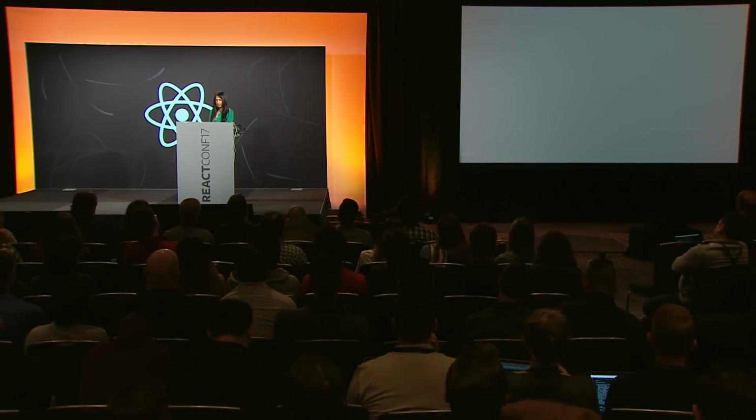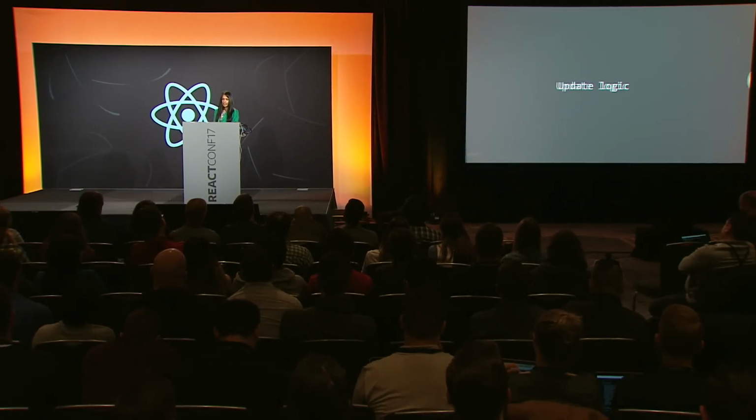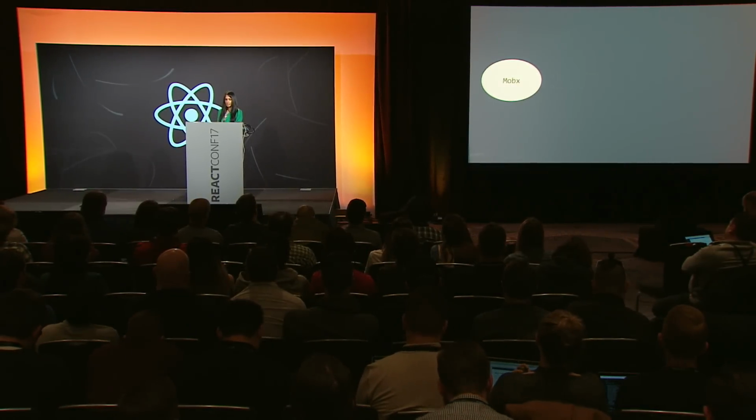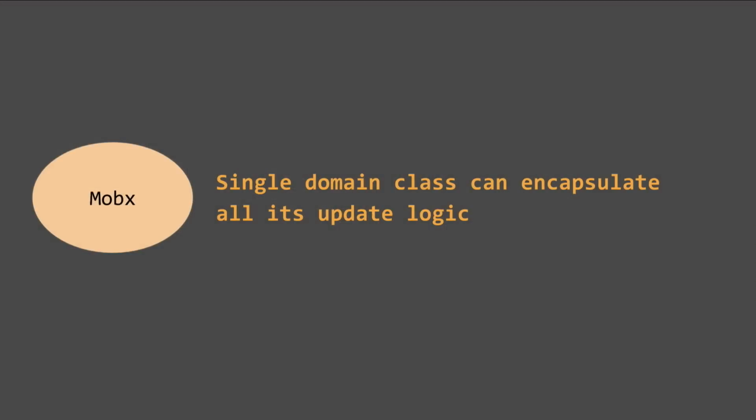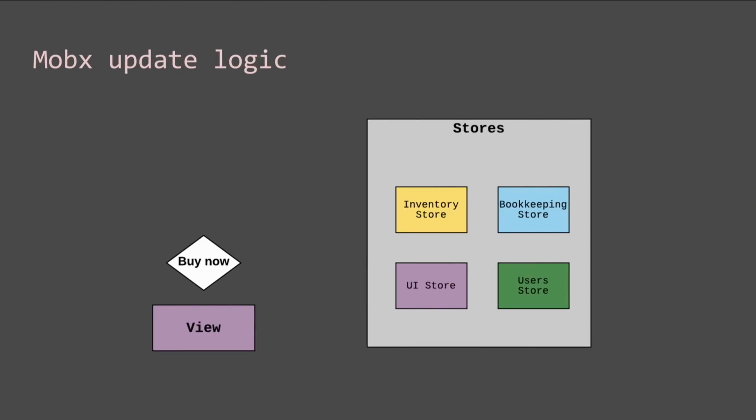But another way to think about how to choose between the two is thinking about your update logic. With MobX, I think it will just feel easier if you like modularity and a single domain class can encapsulate all its update logic. So what do I mean by that? Let's say you have a view and a user can buy something, and when they buy something, you need to update the UI in some way, you need to update your inventory in some way, and you need to update your bookkeeping store in some way.